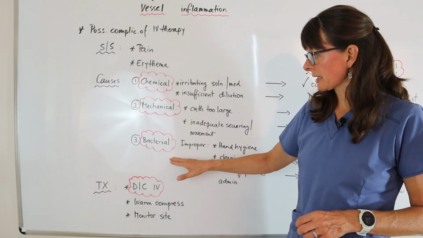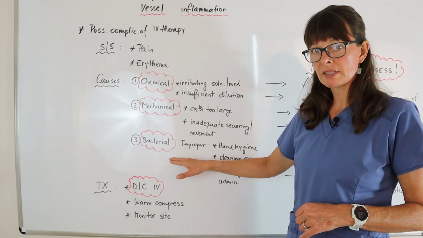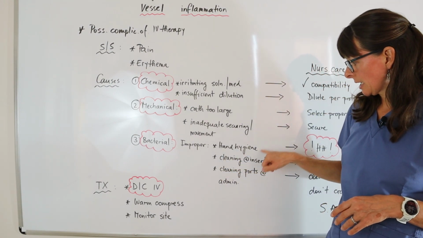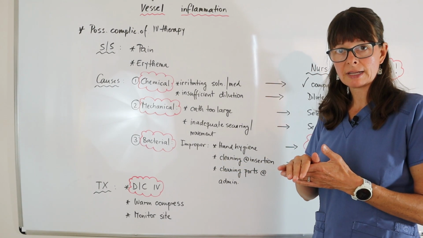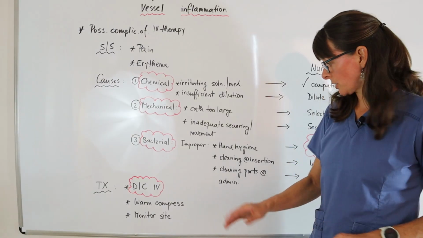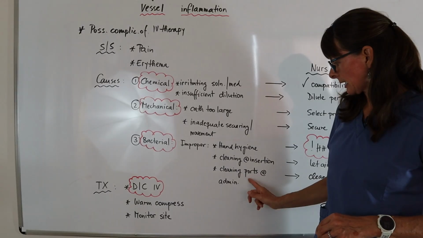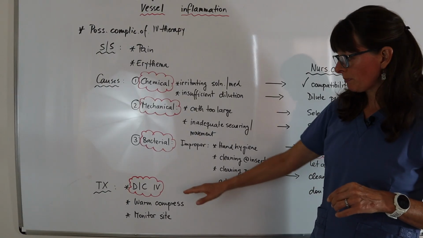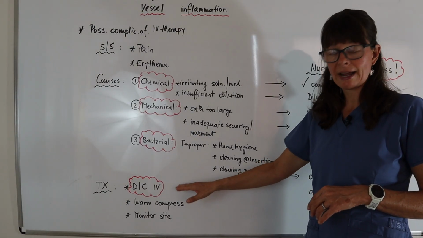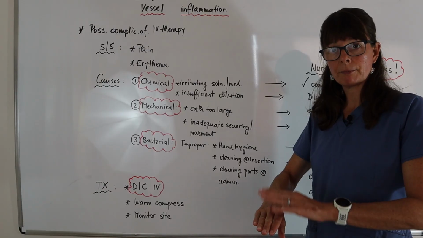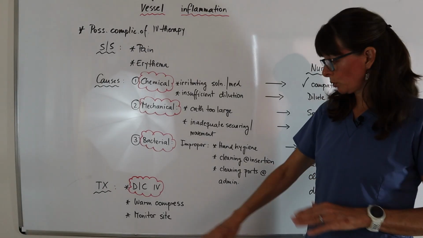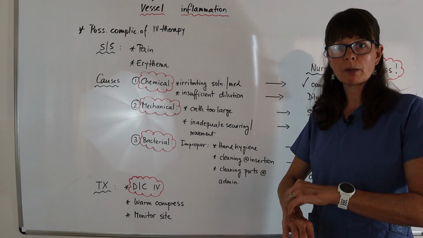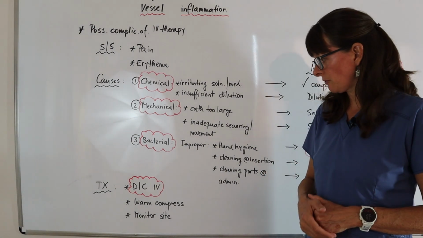And then, of course, there are bacterial causes of this inflammation, which are usually due to improper hand hygiene, cleaning when we actually insert the catheter, so not proper skin preparation, or improper cleaning of the ports, the IV ports, when we administer medication. The treatment for phlebitis is to just discontinue the IV, get rid of the causative problem, and then put a warm compress in many cases, and of course monitor the site to make sure that it's not developing into anything else like a full-blown infection.